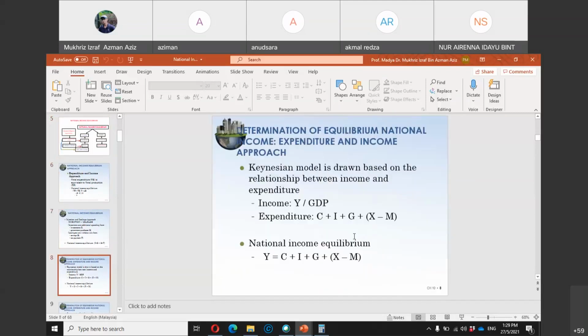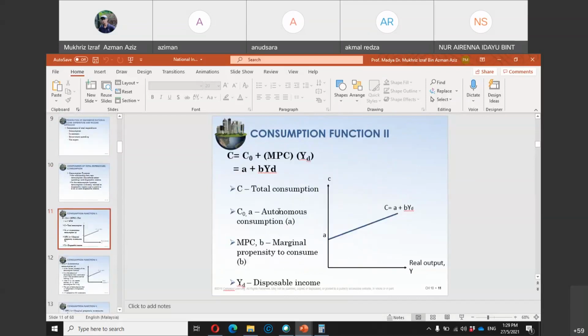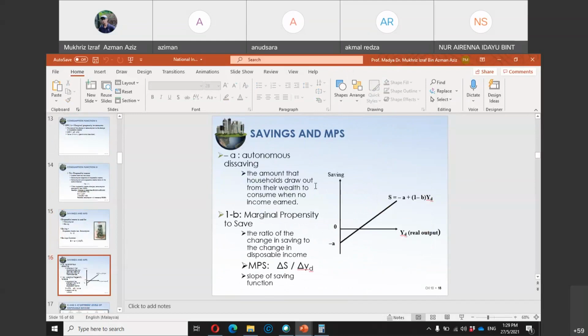And then we discussed the expenditure approach in the previous chapter, so we're not going to discuss it again. We already discussed this part, A plus BYD: autonomous consumption plus the marginal slope of the consumption function multiplied with the disposable income. We discussed this previously, including the saving function. But I think we did not see this part from this perspective.